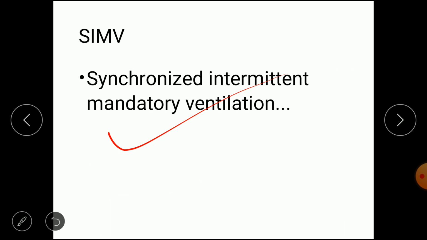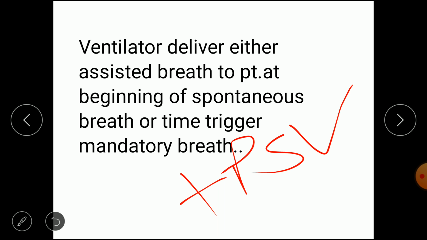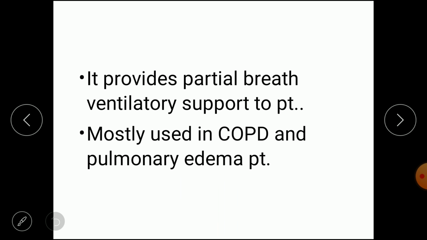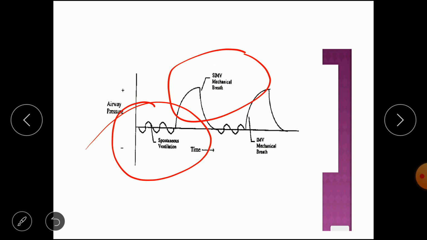SIMV mode, that is synchronized intermittent mandatory ventilation. It is generally used with PSV also, pressure support ventilation. It is known as a combination of modes, and it is very useful in weaning of patients. Here the spontaneous ventilation is done by the patient, and the other ventilation is done by the SIMV mode.